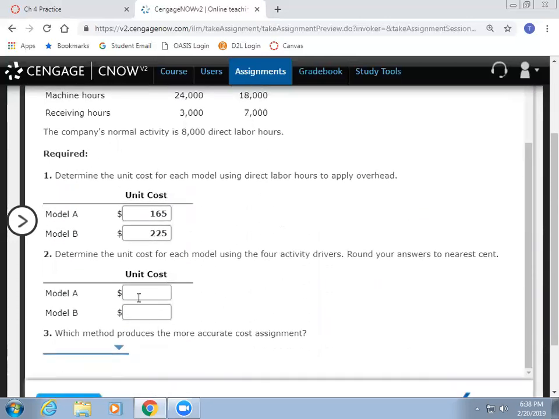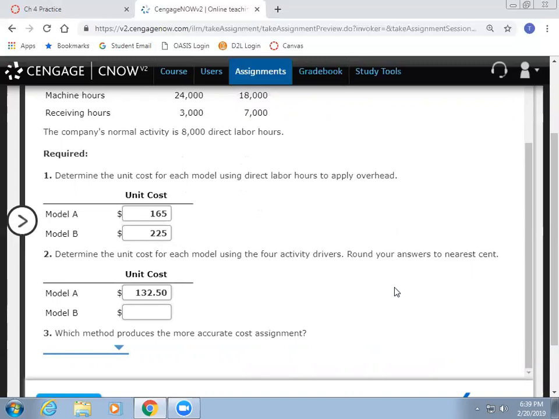So that's quite different, isn't it? Okay. So if we assigned based on only direct labor, Model A was $165 unit cost. When we use these cost drivers, activity drivers, Model A goes to $132.50. Okay. So you can see that you're getting a much different cost. Yeah, that's why I wanted to do this one where you do both. You can see the difference in activity-based costing.